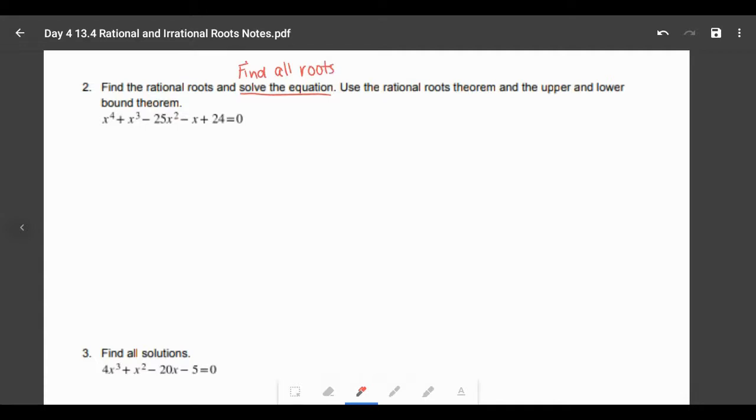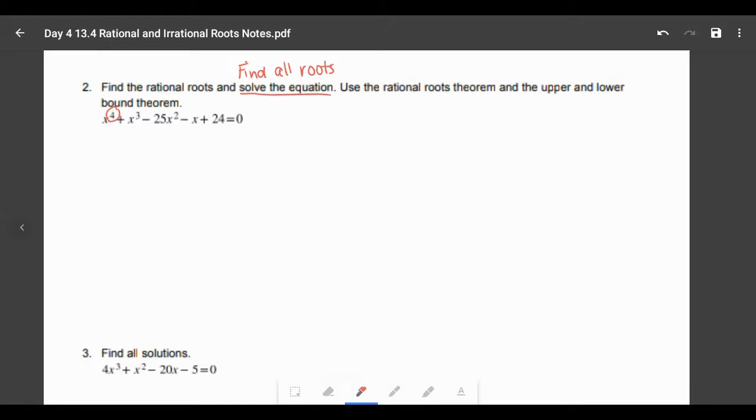It says use the rational roots theorem and the upper and lower bound theorem. All right, so first thing I want to notice is that it is a 4th degree polynomial. So at most, I will have 4 roots. I know I have to have 4 roots of some kind. They might be real, they might be imaginary, they might be rational, they might be irrational. All right, so we're going to try this out.